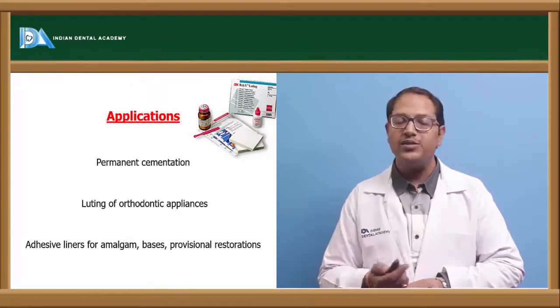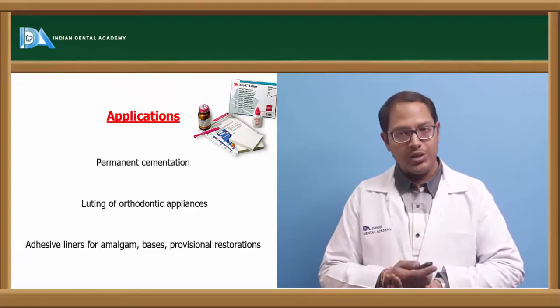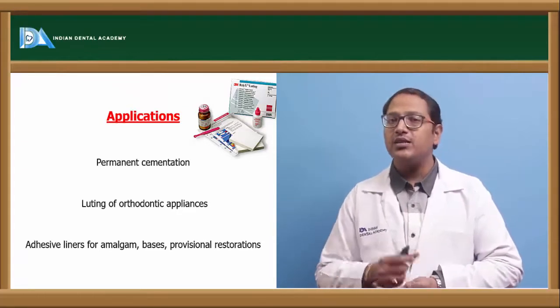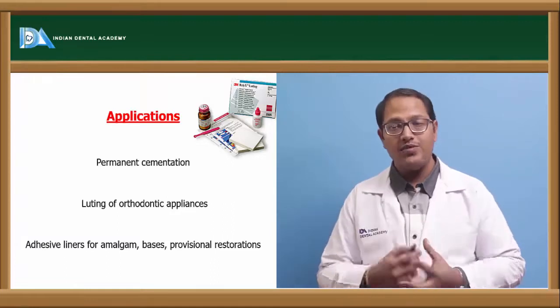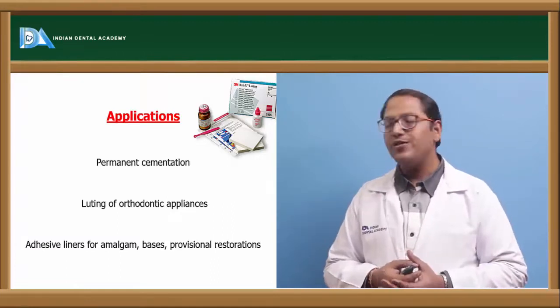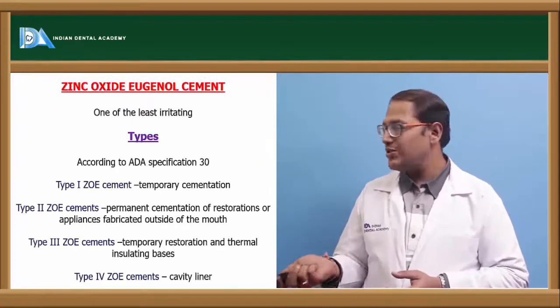Where we can use it: as permanent cementation, luting the orthodontic wires. Now yes, this is also a light curing kind of cement, so the strength is of course going to be more. Adhesion of liners for amalgam or braces, and the provisional restorations.